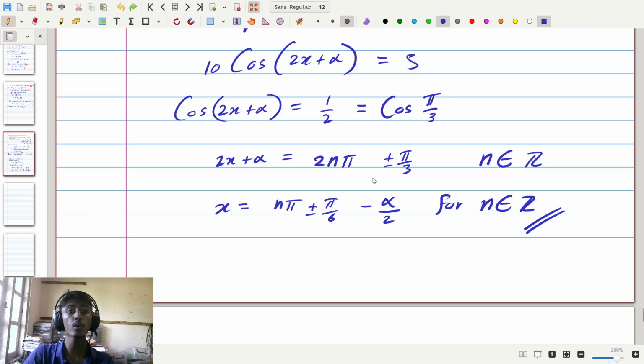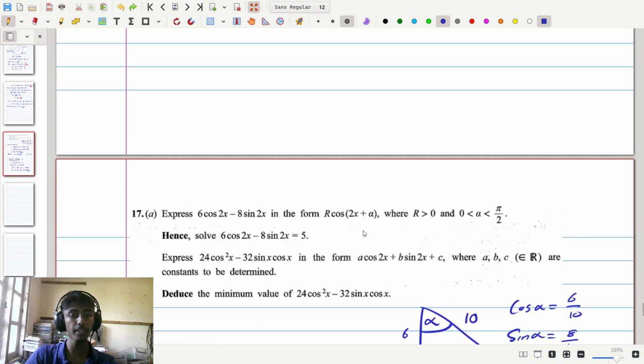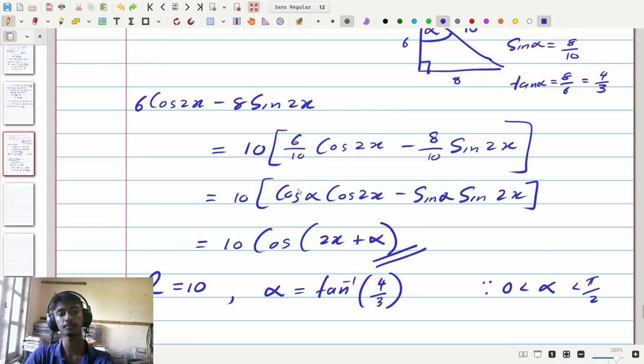Now with that, we are done with the solutions for 6 cosine of 2x minus 8 sine of 2x equals 5. After that, we can move on to the next one, which says: express 24 cosine squared of x minus 32 sine of x times cosine of x in the form of a times cosine of 2x plus b times sine of 2x plus c, where a, b and c are real numbers to be determined.